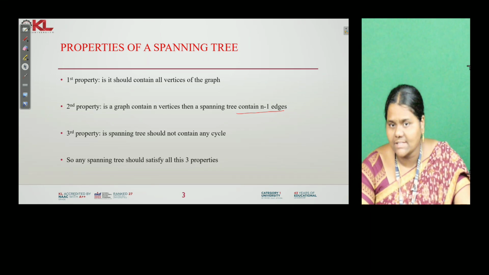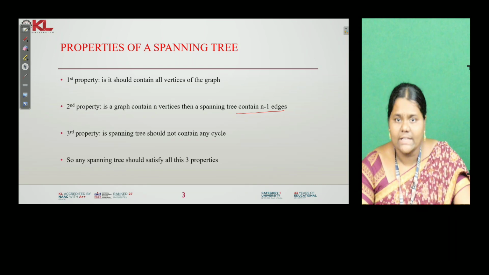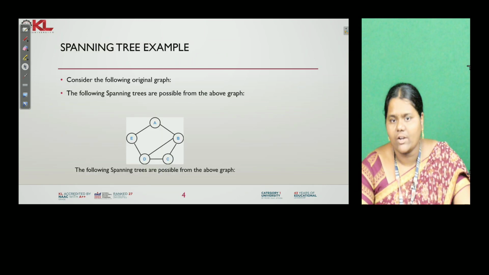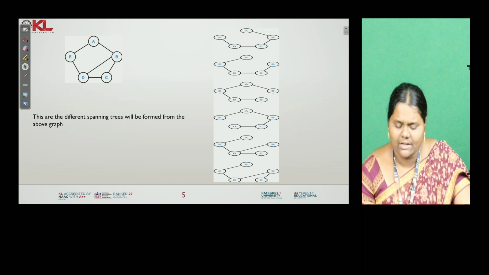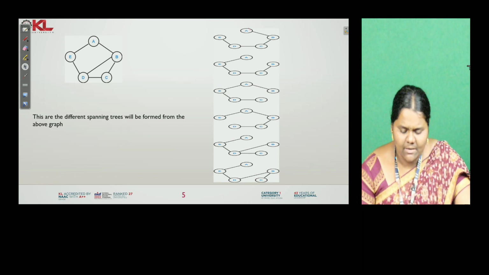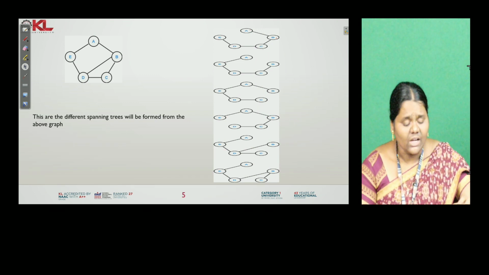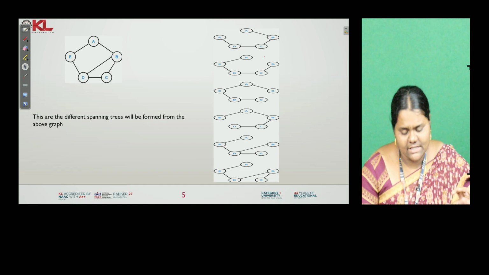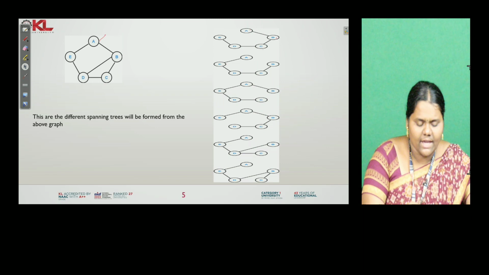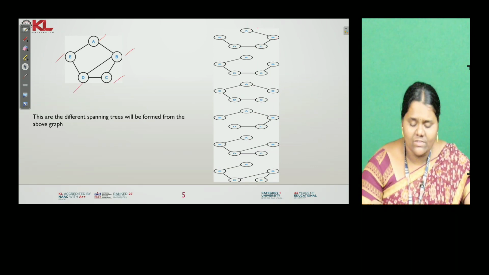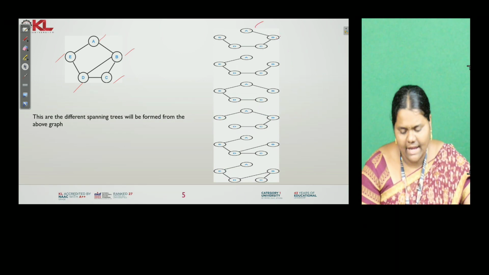The first property is whether the tree contains all the vertices of the given graph or not. Now we check the first graph. So this is A, B, C, D, E. Here we check whether all the vertices of the given graph exist. Here we have A, B, C, D, E. So in this graph all the vertices A, B, C, D, E exist.